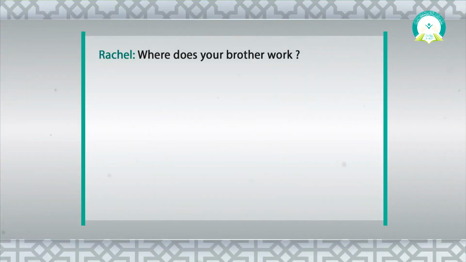Now let's continue with the next activity. We have a conversation here between Rachel and Angela. Rachel and Angela are friends, the two girls at the bottom of the picture. They are talking about their relatives, and where they work. Rachel begins by saying, where does your brother work? Rachel asks Angela, where does your brother work? Angela answered, in a hotel.